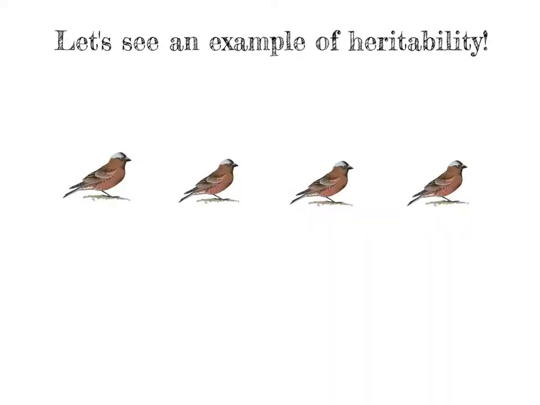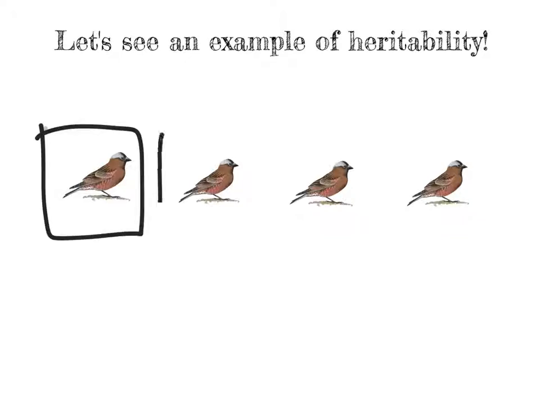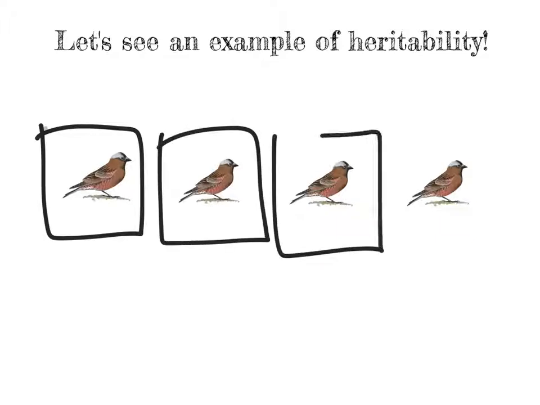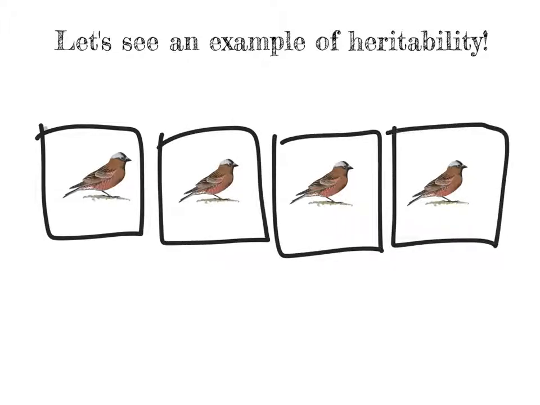Okay, so here we have 4 finches of the same species. We took them as chicks, and we are going to raise them in captivity, in isolation. So they're all in their own isolated environments, but they're all the same, and they were given the same amount of food. Essentially, the main point is that they have the same environment.